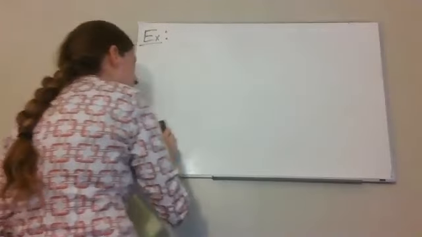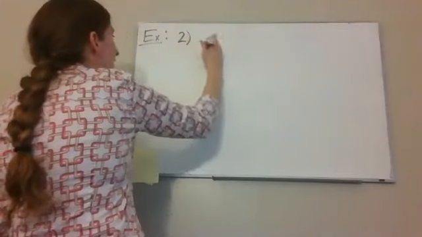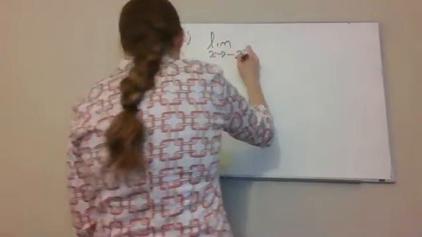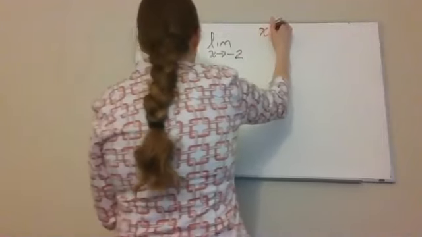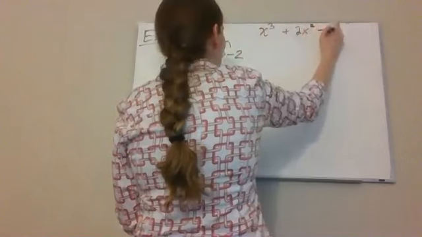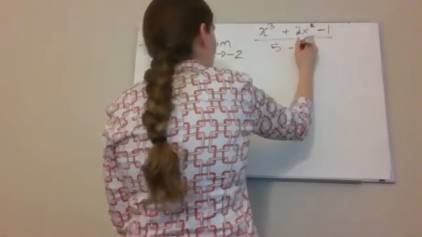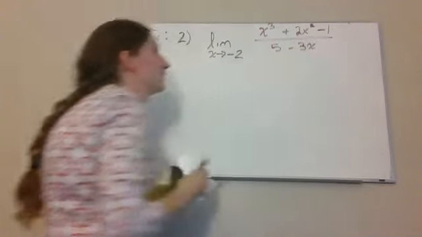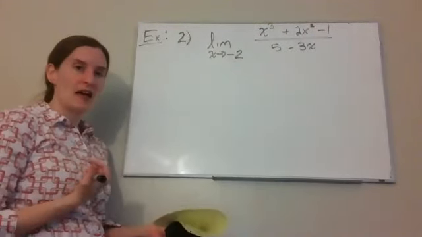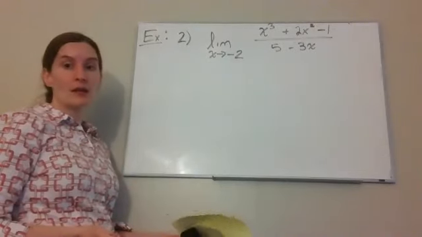Example 2. Let's find the limit as x approaches negative 2 of x to the third plus 2x squared minus 1, all divided by 5 minus 3x. So we have a quotient of functions here, and we know from our limit laws that the limit of the quotient is the quotient of the limits, provided we're not dividing by 0.